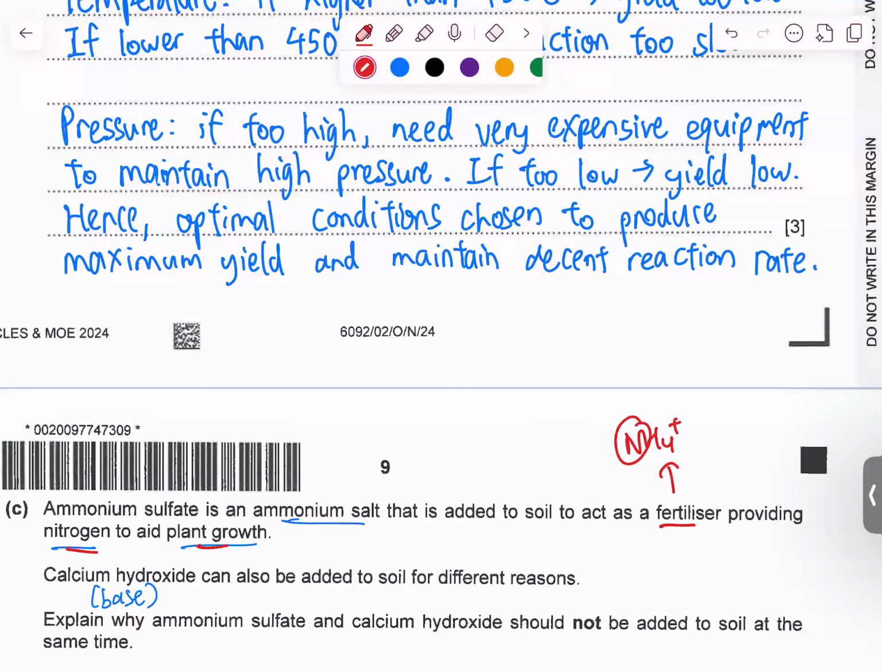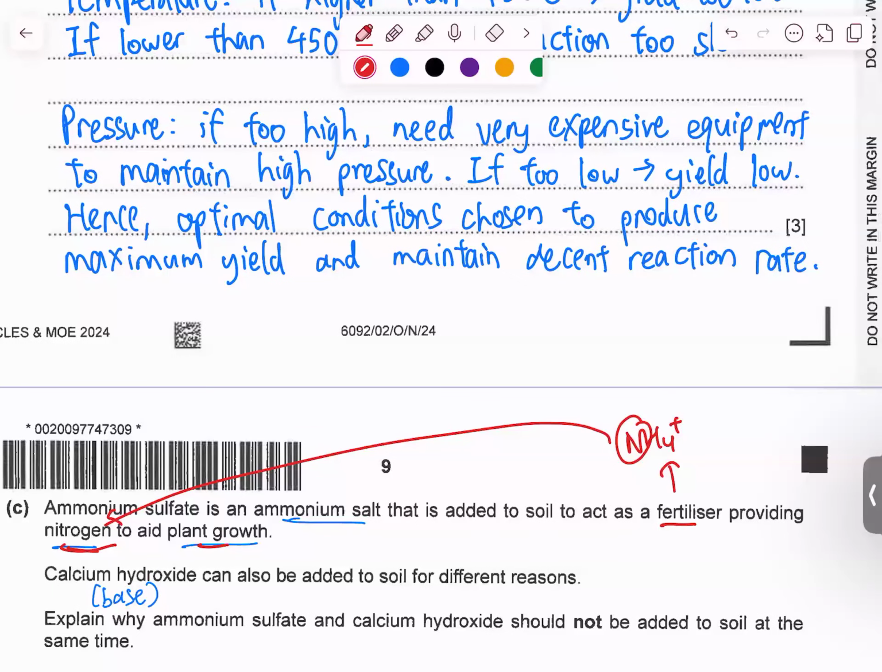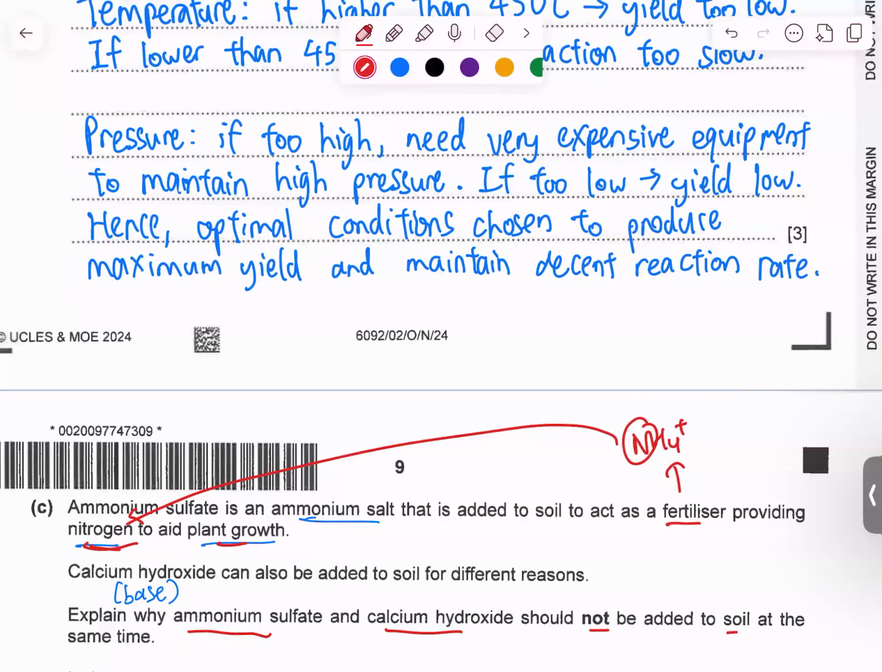Right? The ammonium cation contains the nitrogen content. Calcium hydroxide can also be added to the soil for different reasons. Explain why ammonium sulfate and calcium hydroxide should not be added to the soil at the same time. Now, let me ask you, what is ammonium sulfate? What is calcium hydroxide? So ammonium sulfate is basically an ammonium salt, correct? It's an ammonium salt. Calcium hydroxide is a base.